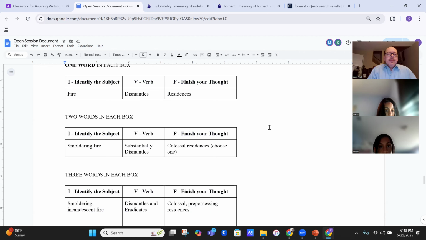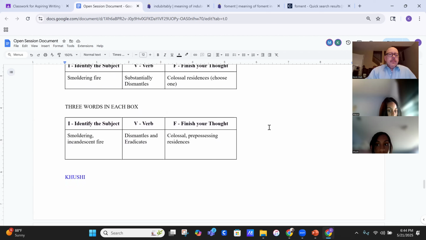The fire dismantles residences, smoldering fire substantially dismantles colossal residences, smoldering incandescent fire dismantles and eradicates colossal preposing residences.